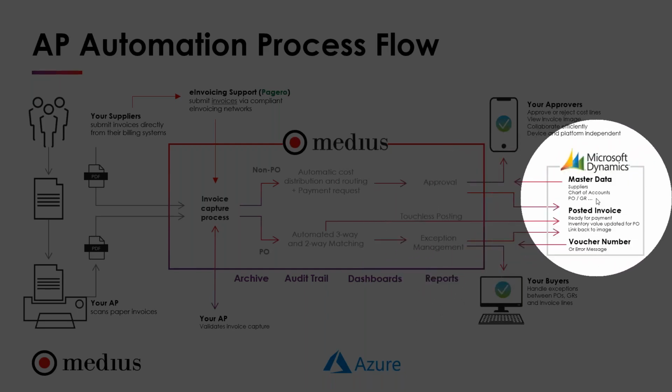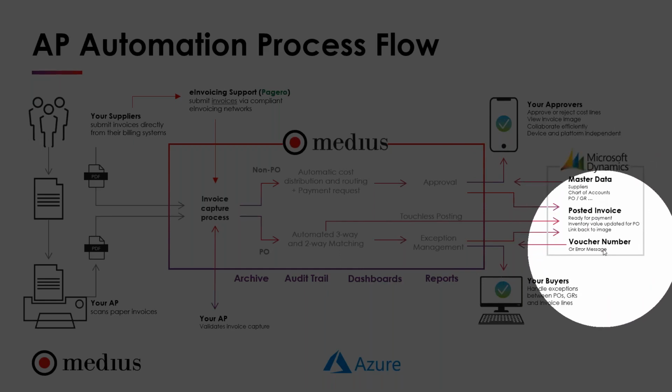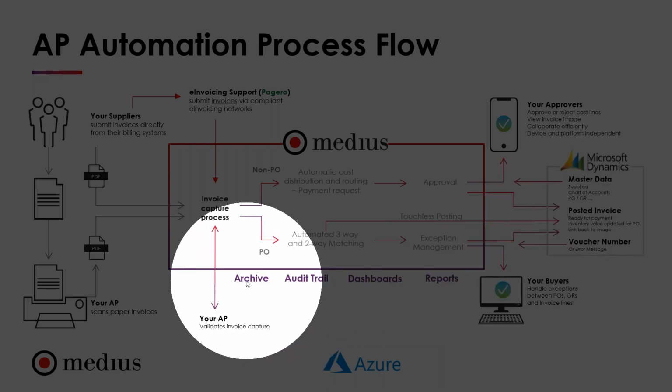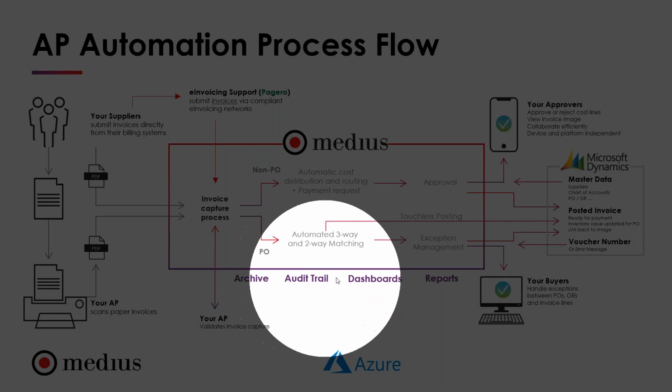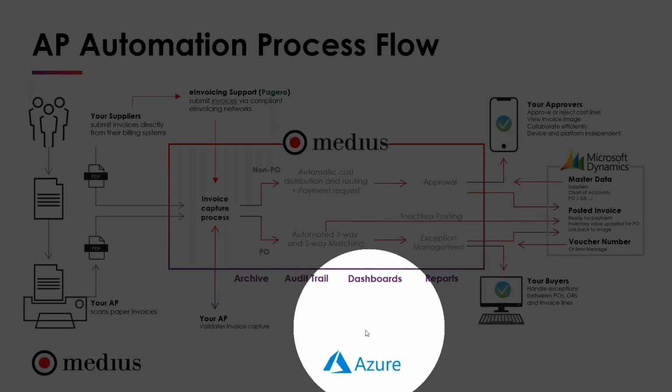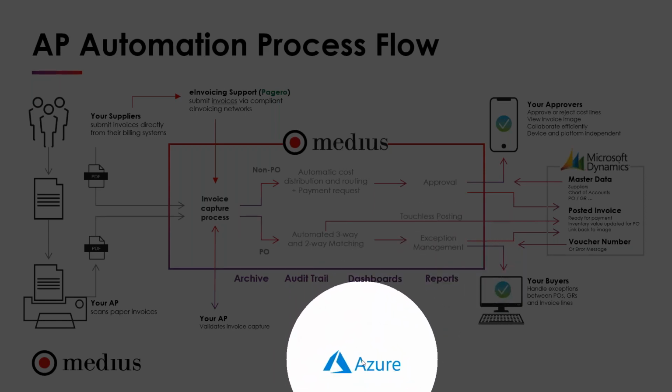At the end, we will integrate with Microsoft Dynamics for posting the invoice when we receive a voucher number back, but also synchronizing your master data to make sure that we can process your invoice. So we are going to synchronize, for instance, your suppliers, your chart of accounts, POs, goods received, but also items and tax groups. The solution is complete with an iGraph, audit trail, dashboards, and reports. And it's based on the Azure environment of Microsoft.